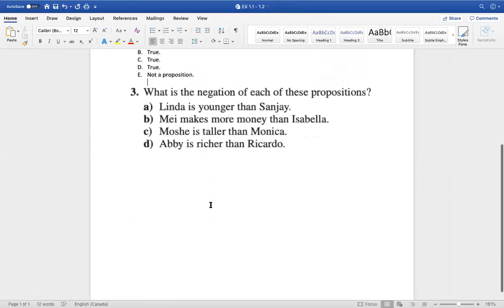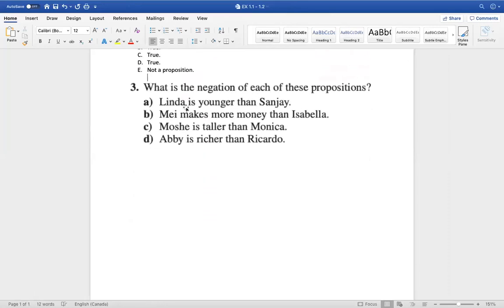Okay, so the other example is, what is the negation of each of these propositions? So what is basically a negation? A negation is the not of a statement. So if I say something is true, then the negation will be false. Let's do an example to give you a better understanding.